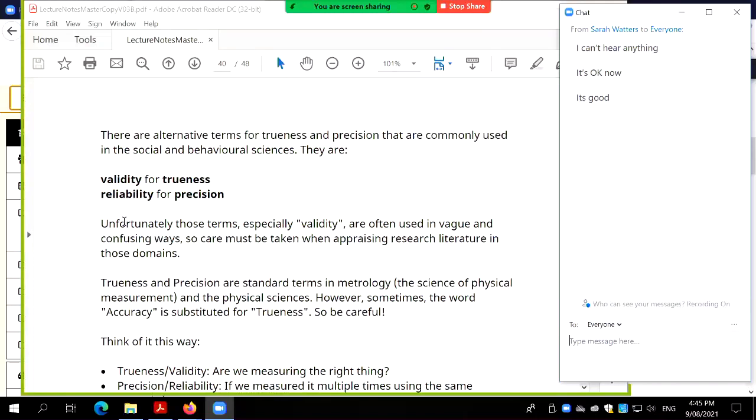I think it's better, particularly when you're starting out, to learn to think in terms of trueness and precision, because that's the fundamental underlying idea. The reason you have so many types of validity in the behavioural sciences and the social sciences is that most of the time you're measuring latent constructs. You are measuring satisfaction, ego depletion, intelligence, you name it. There's thousands of these latent constructs. They're all things that you can't measure physically.